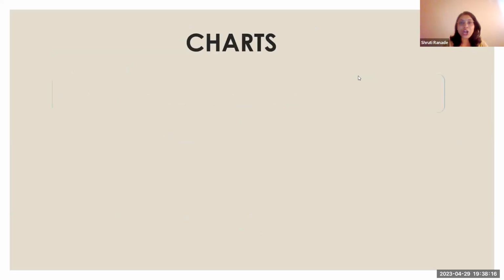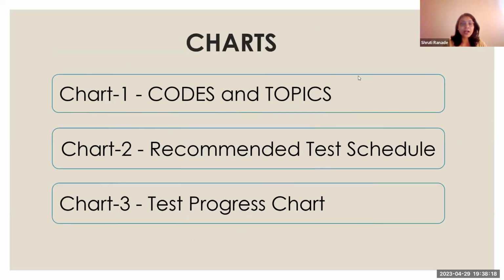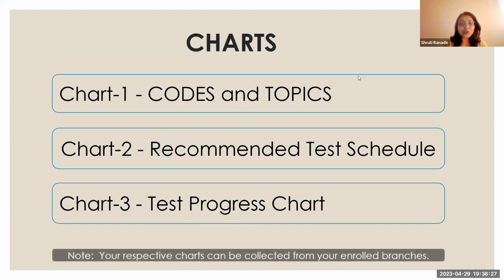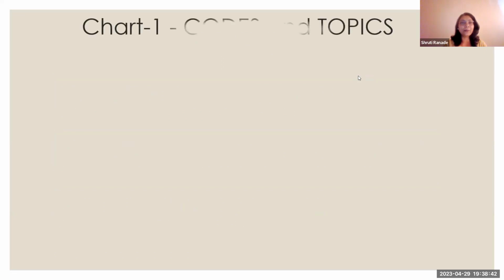Next, we come to charts. We have different types of charts for the test series students, and the hard copy of these charts you can collect from your respective enrolled branches. These charts have codes and topics. They have a recommended test schedule and test progress chart. So let us see each chart in detail.